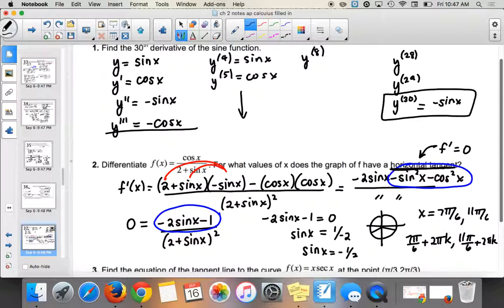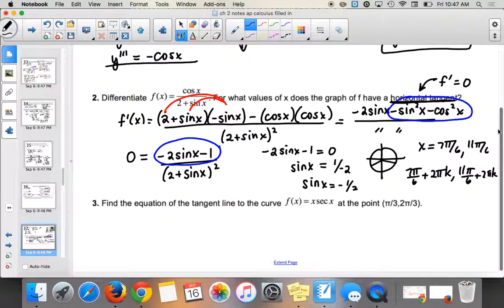All right, makes sense? So it's the same concepts that we've done before. We're still setting the numerator equal to 0 when we say horizontal tangent. Every time it says horizontal tangent, you're finding when the slope is equal to 0. So if you have a fraction, then it's when your numerator is equal to 0.